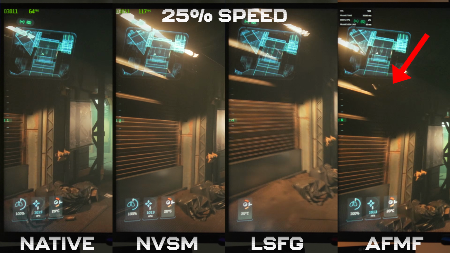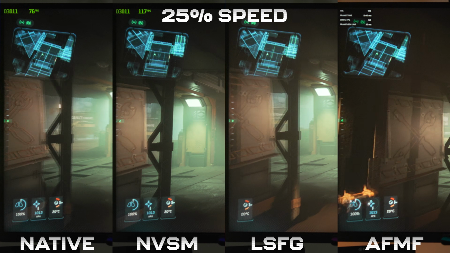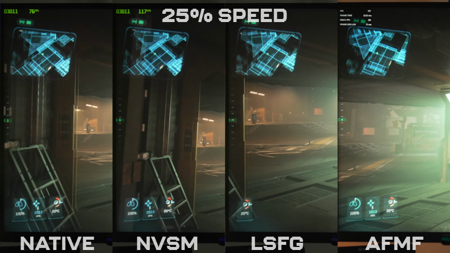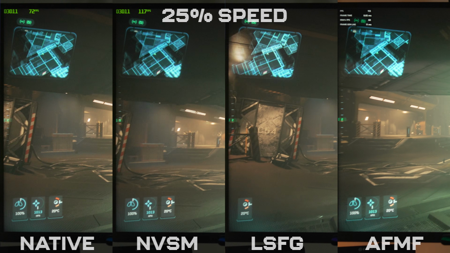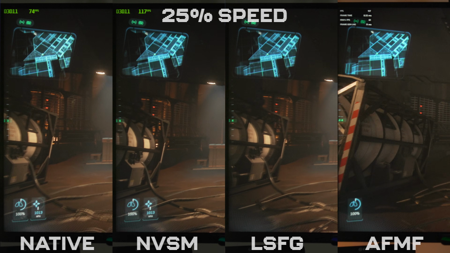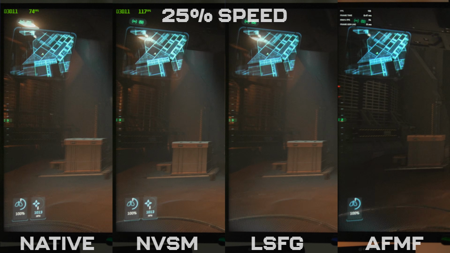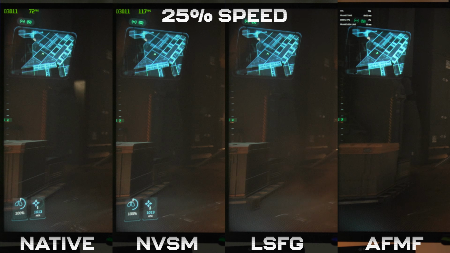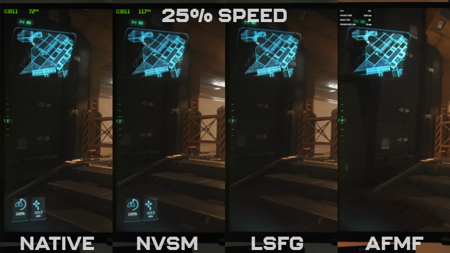But if I was to rank these in order, I would definitely say that on the whole, Nvidia's image quality is the best. I'd then give it to Lossless Scaling next, and then AMD's AFMF. So we'll give 3 points to Nvidia, 2 points to Lossless Scaling, and 1 to AMD.